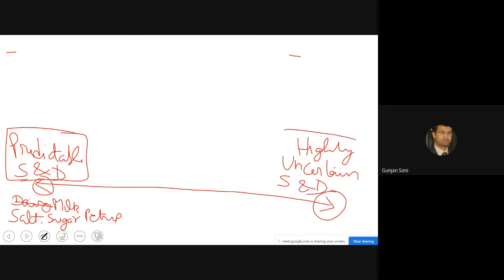Then you have the other side of the spectrum, stationery items like pen, pencil, notebooks. Yes, you can say that, but still there's a lot of variety in stationery items. So I would place stationery items over here, while if you see milk, salt, sugar, petrol, not much variety.